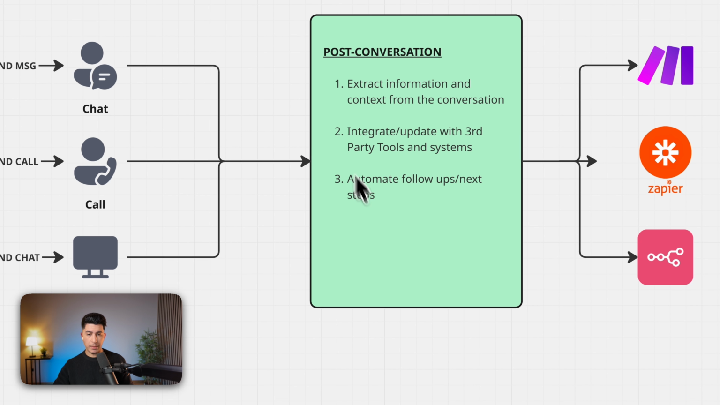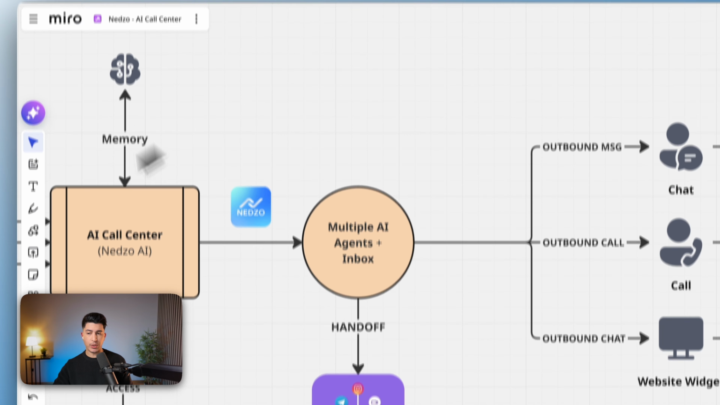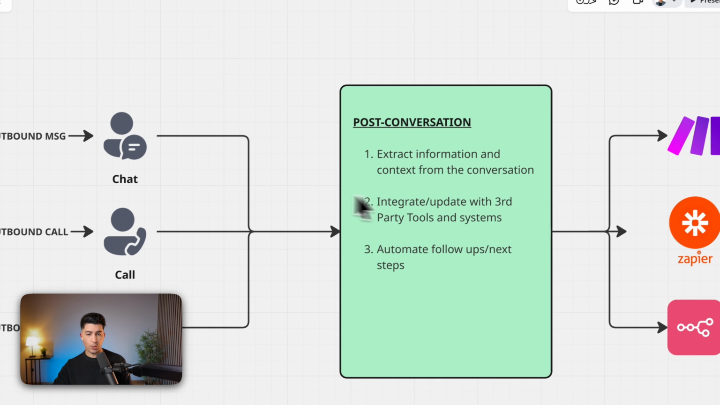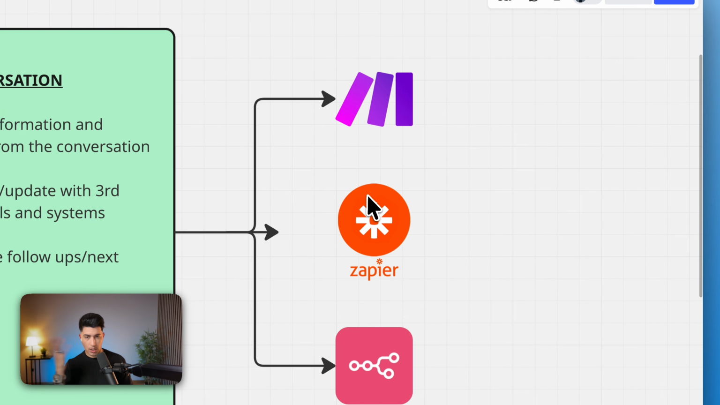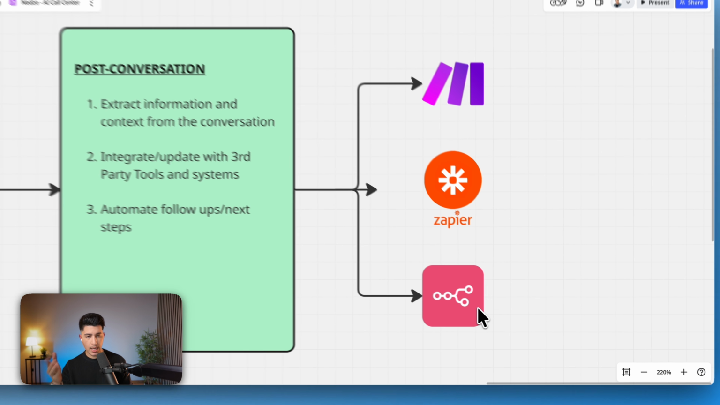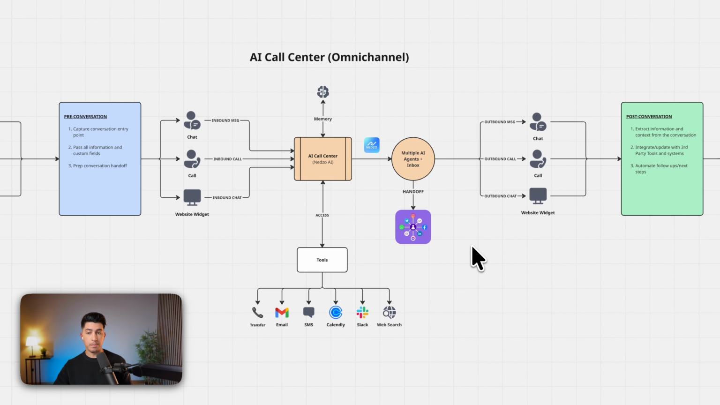So you can automate follow-ups and next steps all with this tool here with Nedzo. Everything lives within the AI call center. But for integrations and other steps, you might want to use also the same automation tool like Make, Zapier, or N8N. Since we now have the whole flow, let's start building.